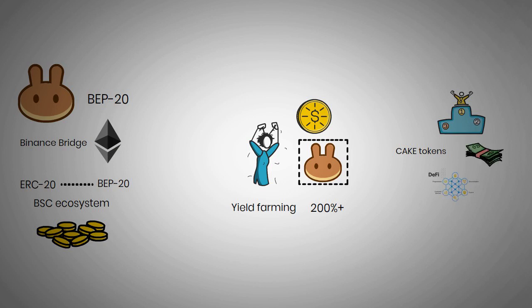The huge DeFi yields plus the revenue sharing feature of the Cake token explain why PancakeSwap has more total value locked into its platform than Uniswap. Right now, PancakeSwap has $7.4 billion locked across its liquidity pools and farms.